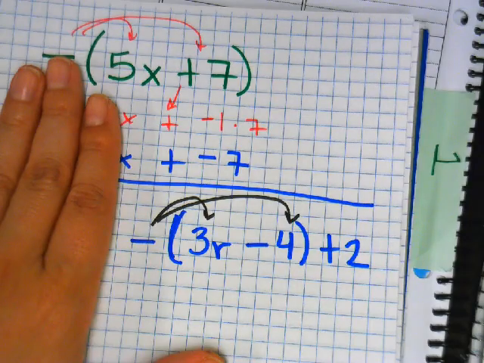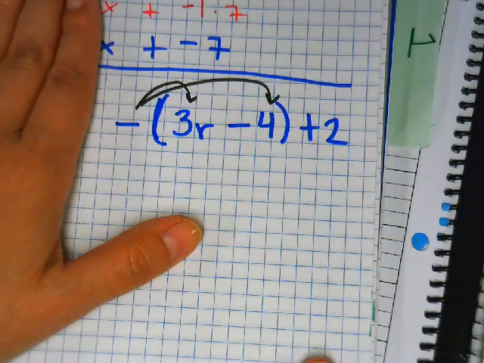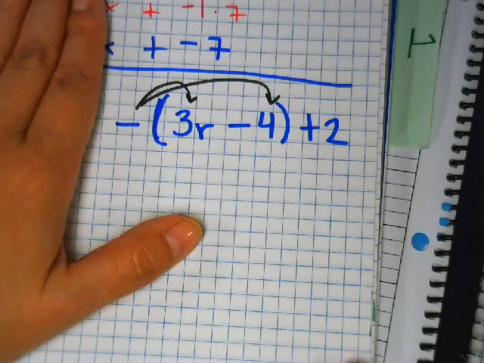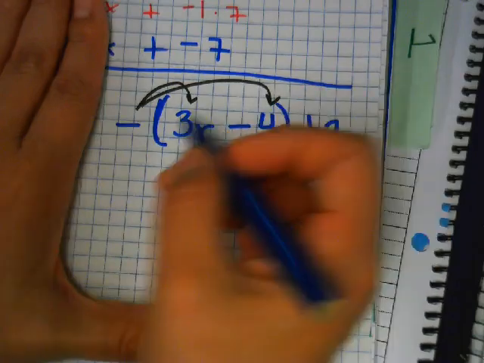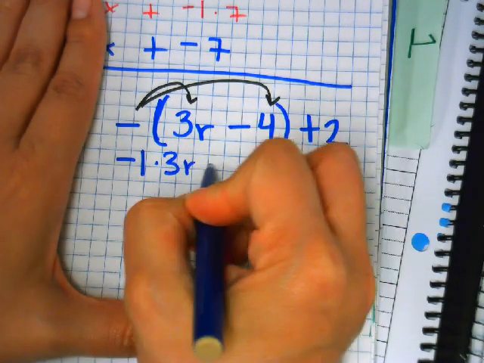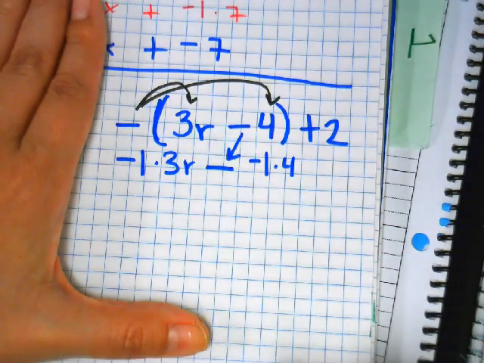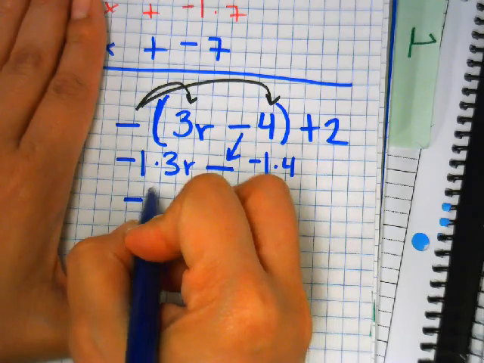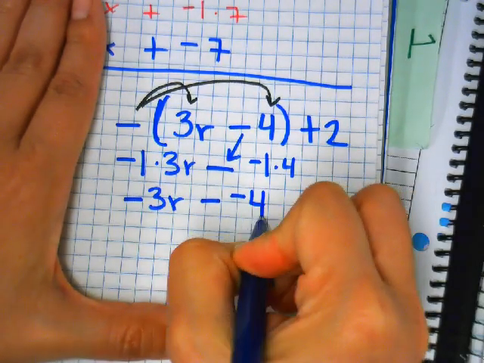Okay. And everybody focus, because no one knows who they got right or wrong. And even if you match with someone else in the class, you might both have made the same mistake or you both were right. Let's focus. Everybody focus. So we're distributing here. We got -1 times 3R minus -1 times 4, right? So this gives you -3R minus a -4, right?